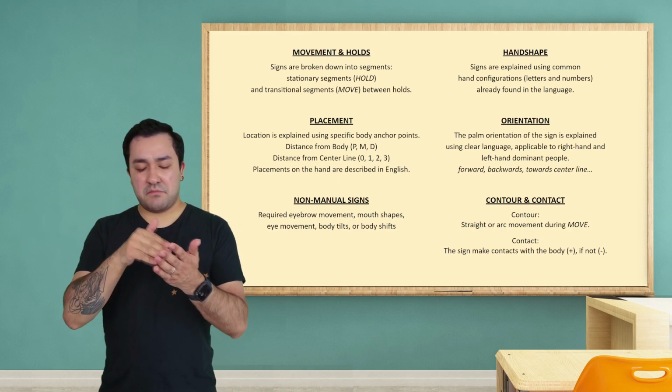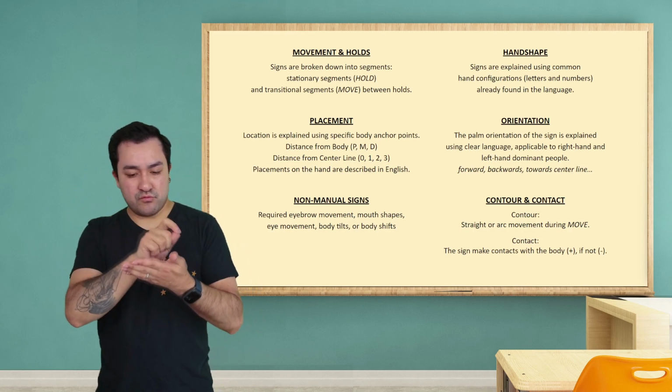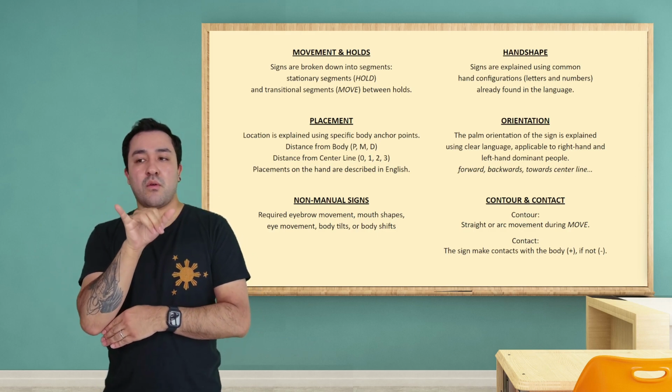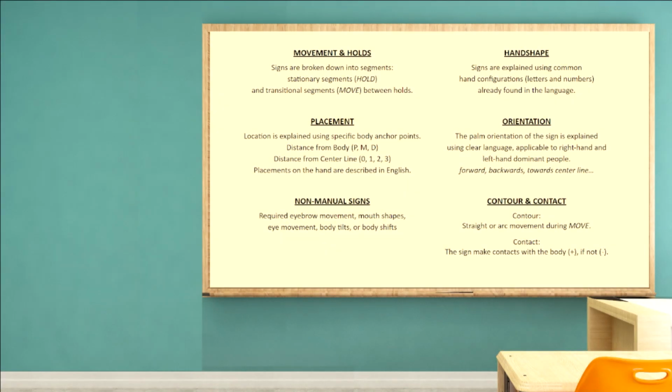0, 1, 2, and 3 are used to describe the distance from the center of the body, moving towards the dominant side of the body. 0 means the sign is produced in the middle of the body, on the center line. 1 means the sign is produced on the dominant side of the body. 2 means the sign is produced on the side of the body, most likely still touching the body. 3 means the sign is produced to the side of the body, not touching the body.